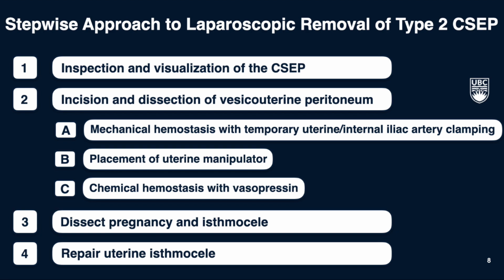Step 1. Inspection and visualization of CSEP. Step 2. Incision and dissection of vesicouterine peritoneum, including mechanical hemostasis with temporary uterine or internal iliac artery clamping, then placement of a uterine manipulator, finally chemical hemostasis with vasopressin. Step 3. Dissect pregnancy and isthmocele. Step 4. Repair of uterine isthmocele.